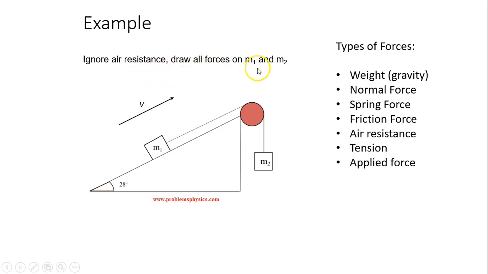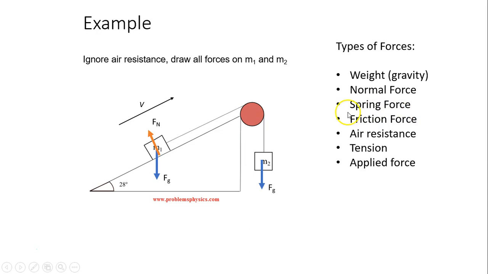Ignore air resistance, it says in this example. Draw all forces on M1 and M2. So here is M1, here is M2. First, do we have weight? Yes, weight is acting on all objects, so the weight is downward on both. Another thing, do we have normal force? Yes, we have a surface, so there is a normal force on M1. But there is no normal force on M2 because M2 is not on the surface.